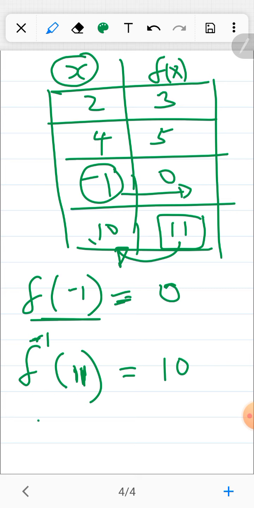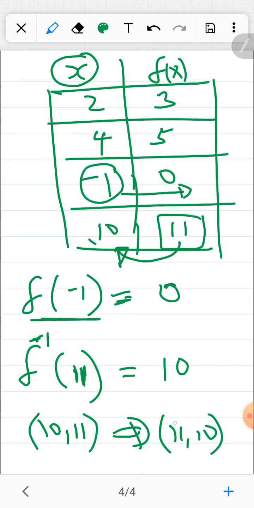Or I could have just written the coordinate point, and I know this is the normal function, so the inverse function will be 11, 10. So that means the inverse function takes 11 back to 10. That's what that simply means.